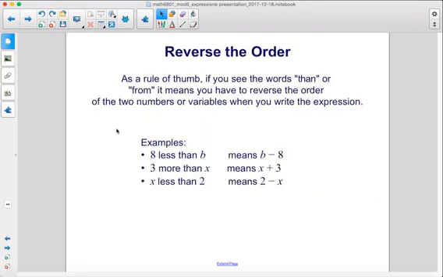As a rule of thumb, if you see the words than or from, it means you have to reverse the order of the two numbers or variables when you write the expression. For example, 8 less than b means b minus 8. 3 more than x means x plus 3. X less than 2 means 2 minus x. So if you see the word than in here, you flip them and use the minus sign for less and an addition sign for more.